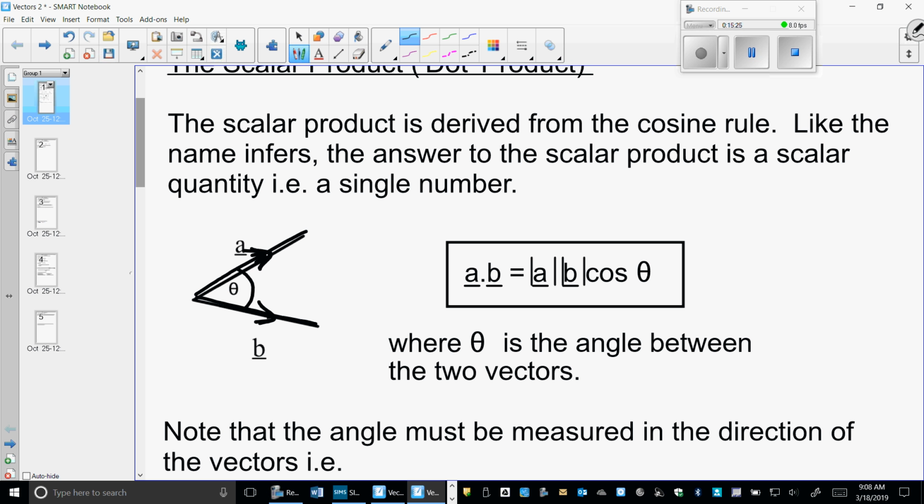Now what this says is that the dot product, which I'll show you how to do in a second, is equal to the length of A multiplied by the length of B multiplied by the cosine of the angle between them. Why are they multiplied? It's just a rule. But no, we're multiplying. So it's the length of A multiplied by the length of B multiplied by cosine of the angle between them.